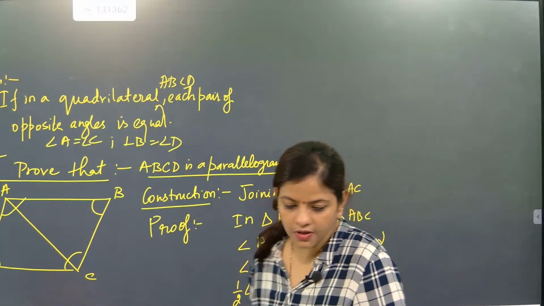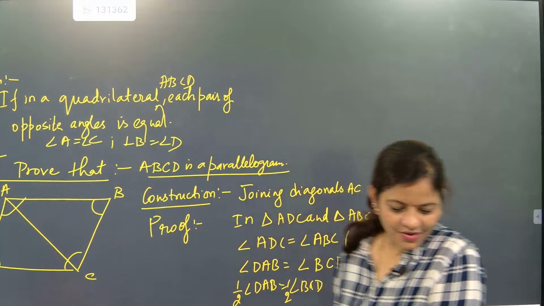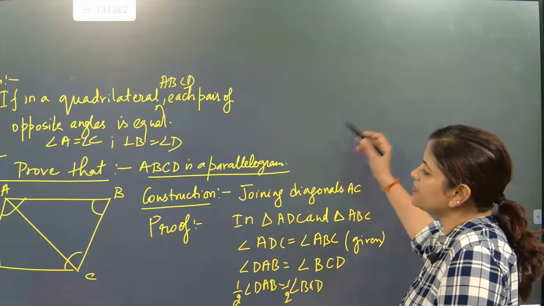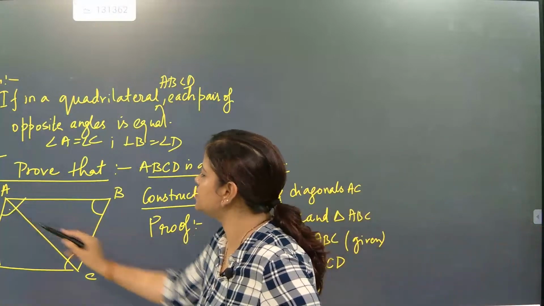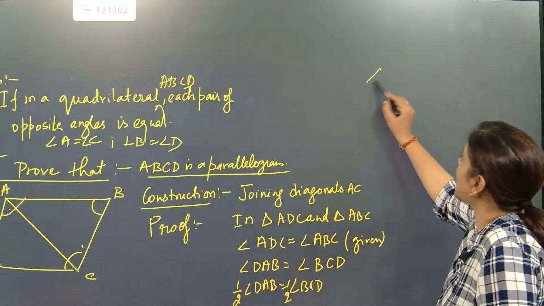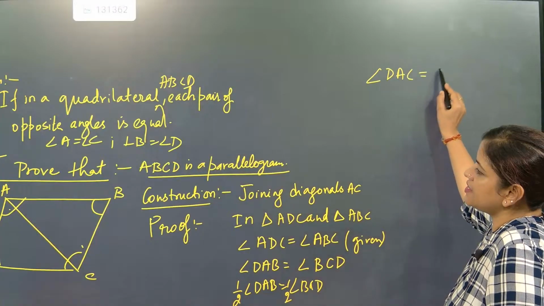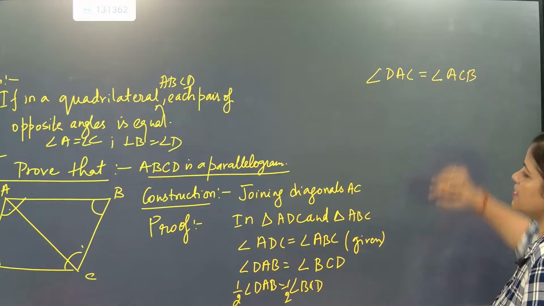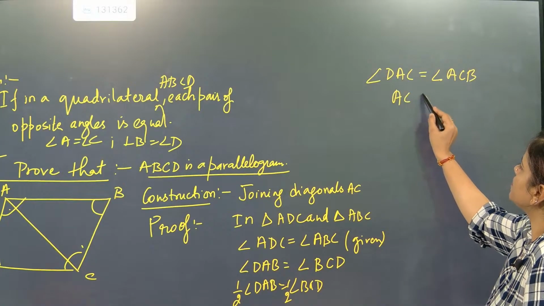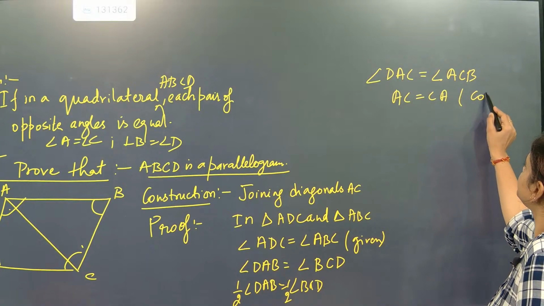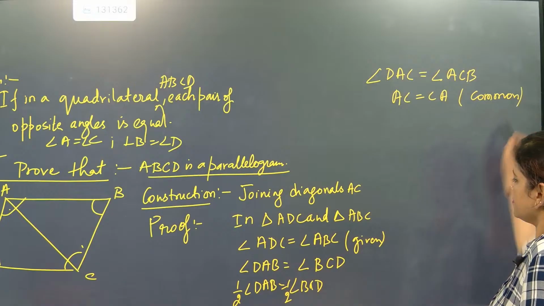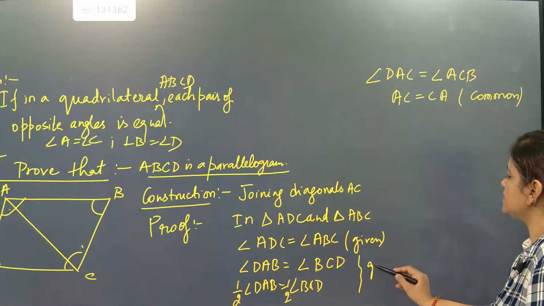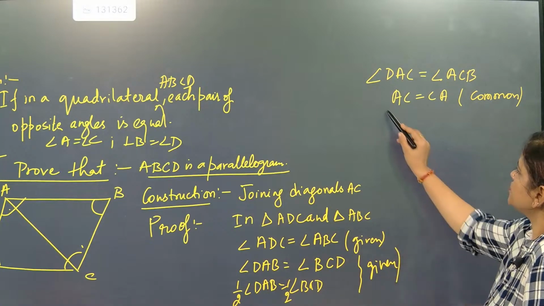Now look here. That means we need to do this one. This side is equal to this. So we will write angle DAC is equal to angle ACB. Done. Now AC is equal to CA, common. These things were actually given.